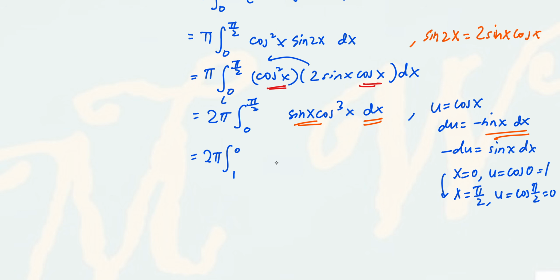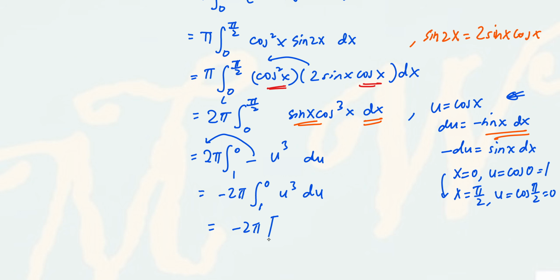Then here the sine x dx will be minus du. The cos cube x, look at here, your u is cos x, so cos cube x becomes u cube. So this minus can be taken out: minus 2 pi integrate 1 to 0 u cube du. Then you will be getting minus 2 pi integrate u cube is u power 4 over 4, limits 1 to 0.